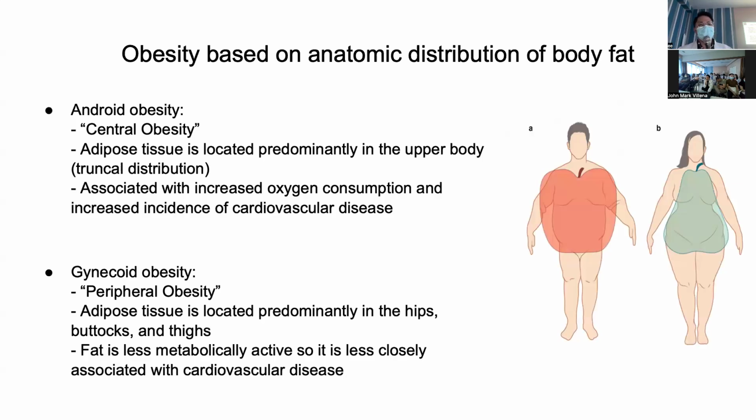Okay, so obesity based on anatomic distribution of body fat. In android obesity, also known as central obesity, adipose tissue is located predominantly in the upper body or truncal distribution. It's associated with increased oxygen consumption and increased incidence of cardiovascular disease. Whereas in gynecoid obesity, the letter B, the female, peripheral obesity, adipose tissue is located predominantly in the hips, buttocks, and thighs. And fat is less metabolically active, so it is less closely associated with cardiovascular disease.